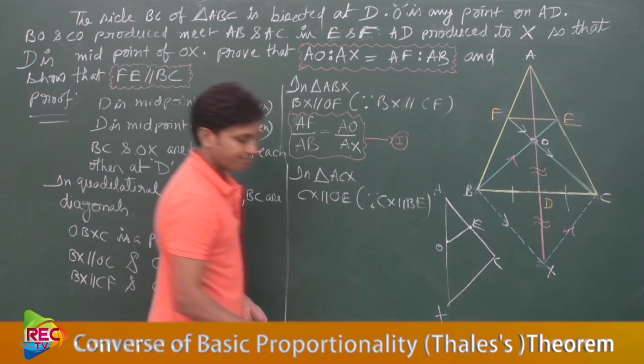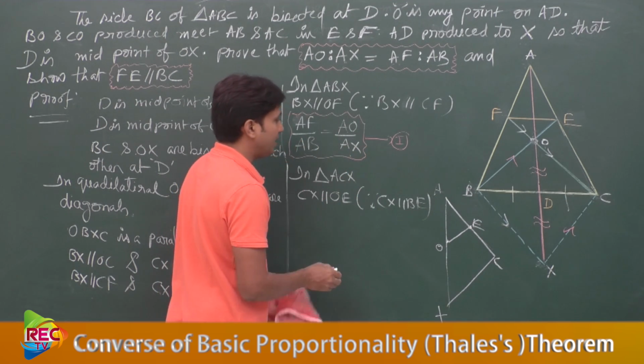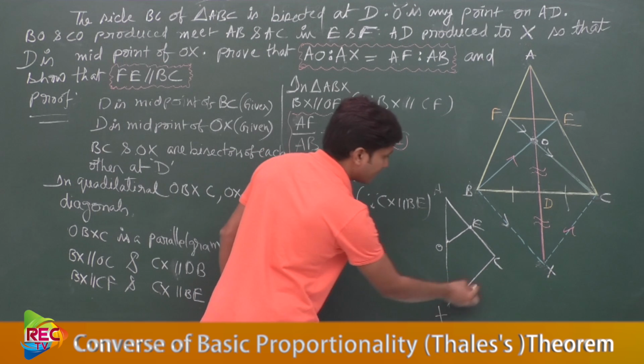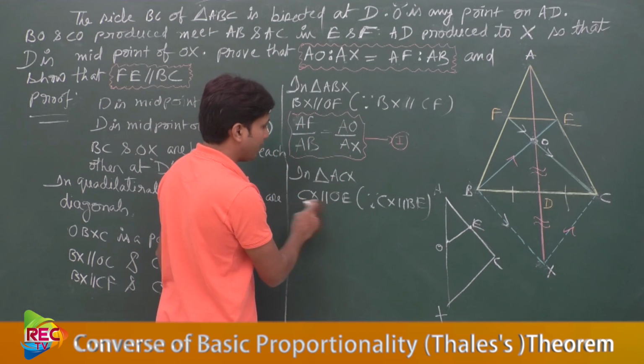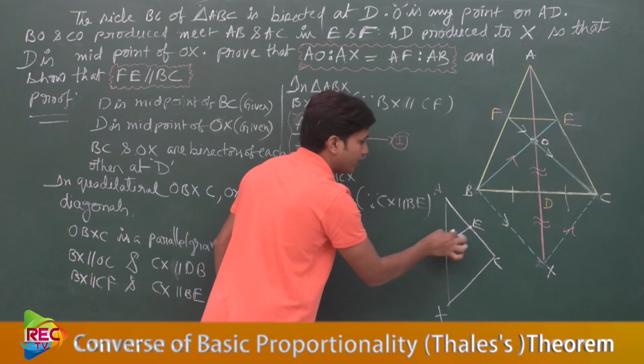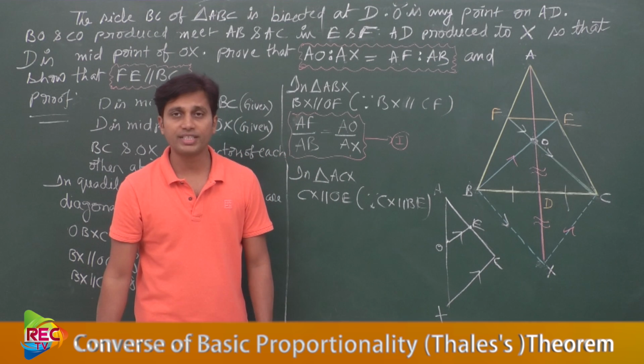Now, just tell me, CX is parallel to B, we got, no? So here this is CX and this is B. CX and OE: this is CX and this is OE. So these two we also got parallel. Again, can we apply the basic proportionality theorem or not?